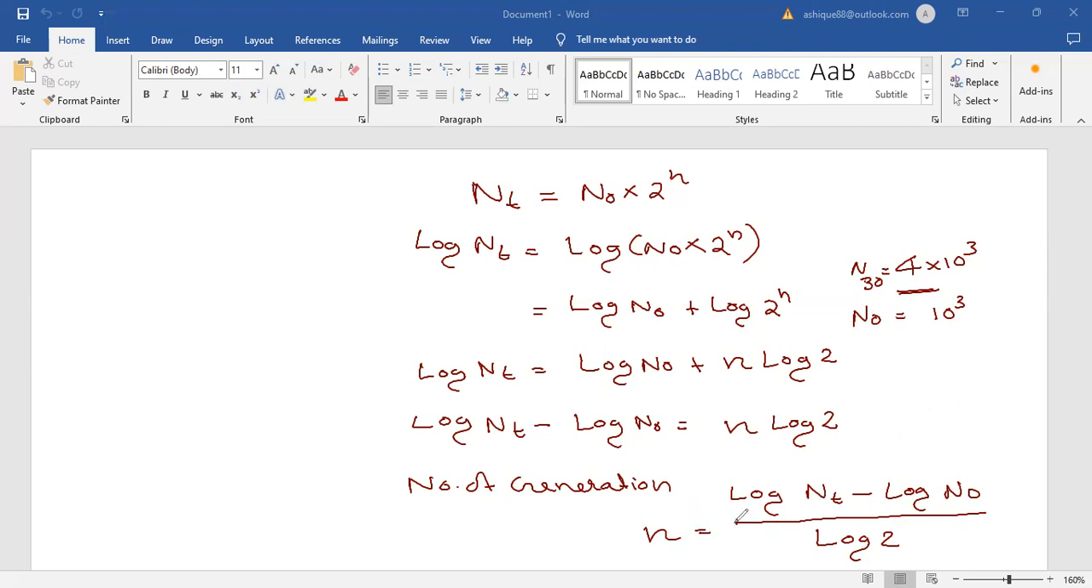The number of generations N will be equal to log of 4 into 10 raised to 3 minus log 10 raised to 3, divided by log 2. Then you will get the value of N, the number of generations. So to produce 4 into 10 raised to 3 cells from 10 raised to 3, how many times has the bacteria undergone division? That you can get from this equation: N is equal to log NT minus log N0 divided by log 2. Is it clear?